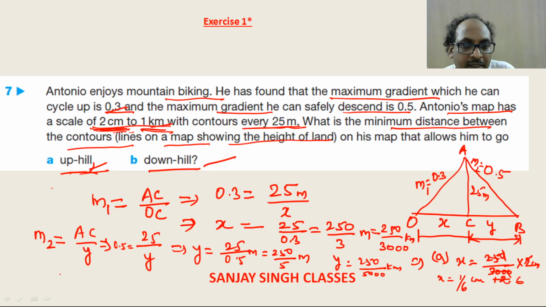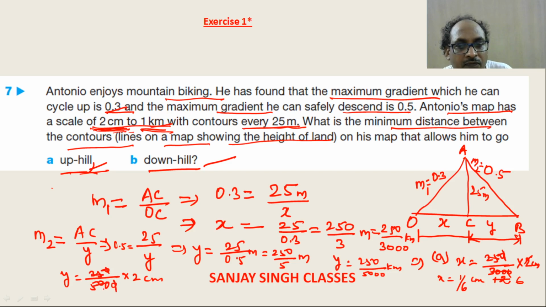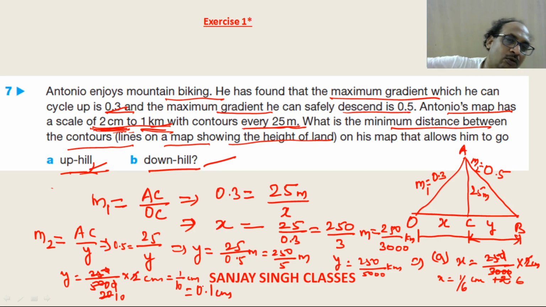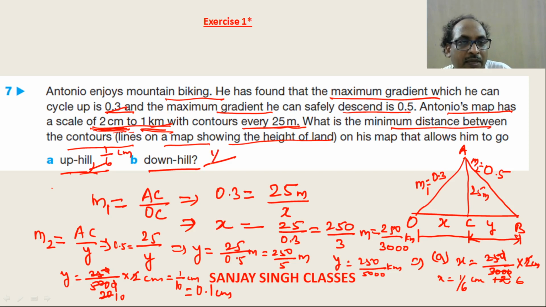Similarly, y is equal to 250 by 5000 kilometer into 2 centimeter per kilometer. Now this 0 and 0 got cancelled. 25, 20 and 2, 10. So it is giving us 1 by 10 centimeter, can be written as 0.1 centimeter or 1 by 10 centimeter also we can leave. So uphill it will be 1 by 6 centimeter and downhill 1 by 10 centimeter.